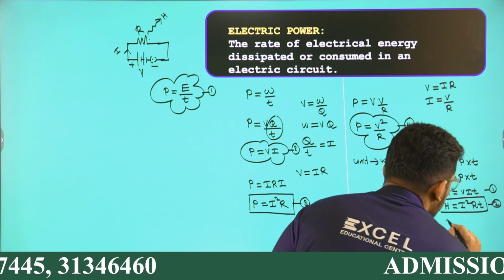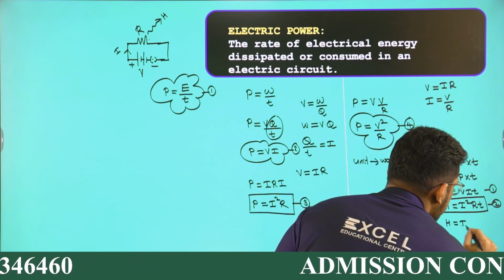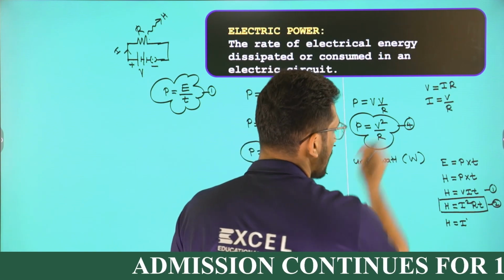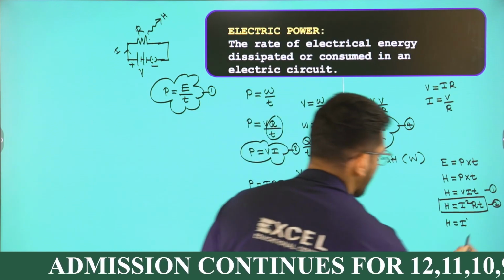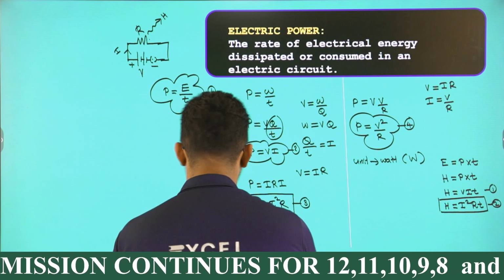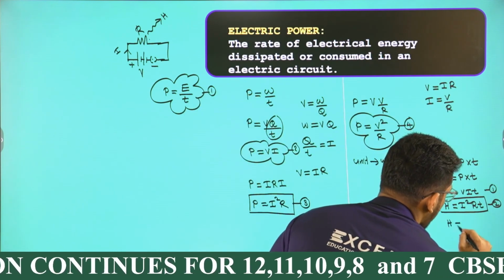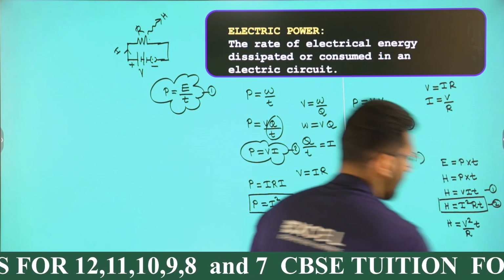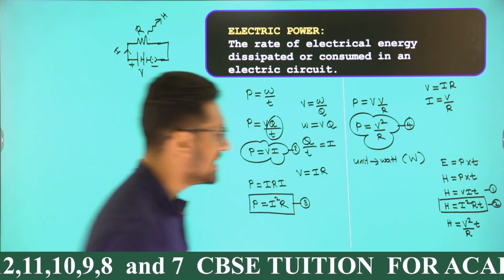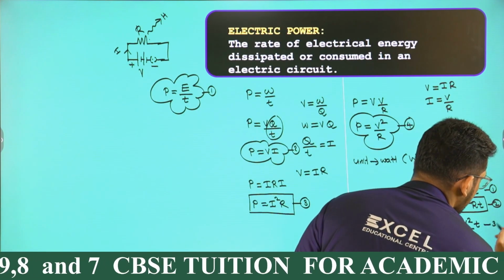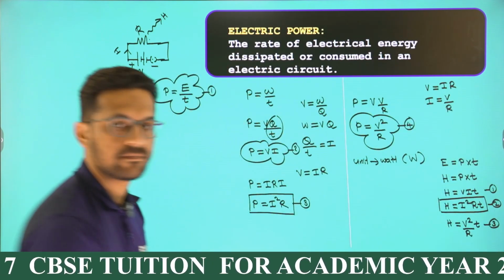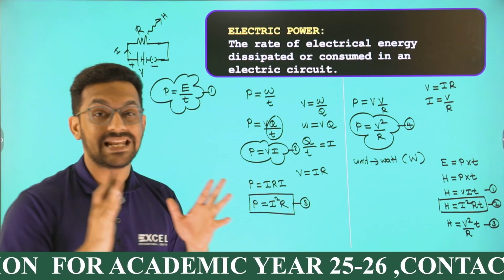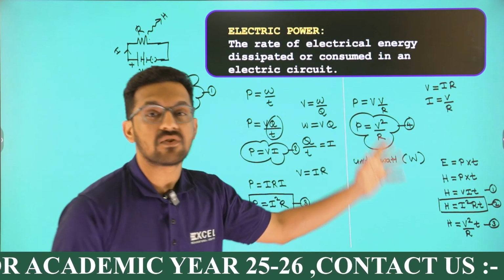I square R. So H is equal to I square R. We already have that equation. Now V square by R. Then H can be written as V square by R into T. We have seen this equation also. V square T by R. That is the third equation for heat. So this is about electric power and some equations of heat.